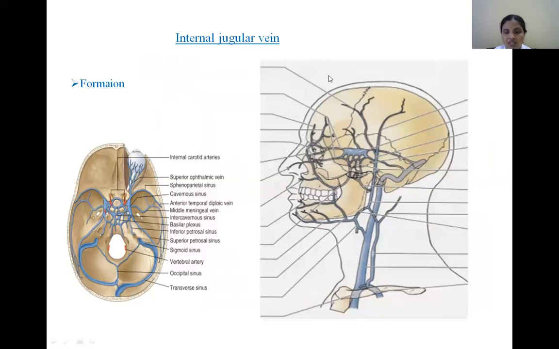Internal jugular vein. This is also a 4-mark question. So what is the formation of the internal jugular vein? The internal jugular vein extends from the base of the skull to the medial end of the clavicle. At the base of the skull, it is formed by a continuation of the venous sinus. What is this venous sinus?